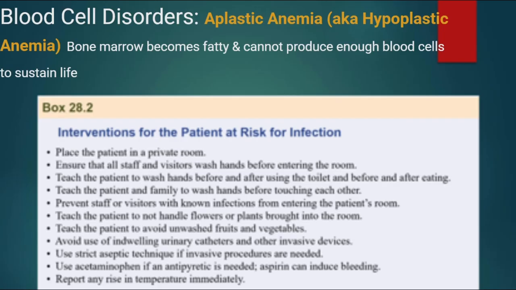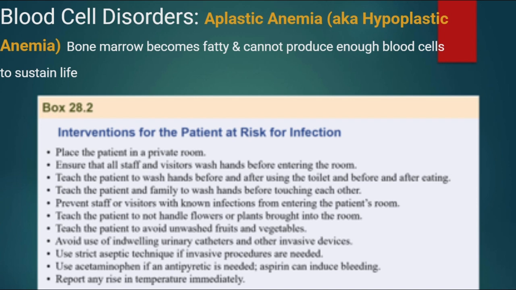We must also limit exposure to infection sources. Visitors with known infections should not enter the room. The patient should avoid flowers, plants, or unwashed fruits and vegetables since these can carry bacteria or fungi. We should minimize the use of invasive devices like indwelling catheters because they provide a direct route for infection. If an invasive procedure is necessary, we must use strict aseptic technique.